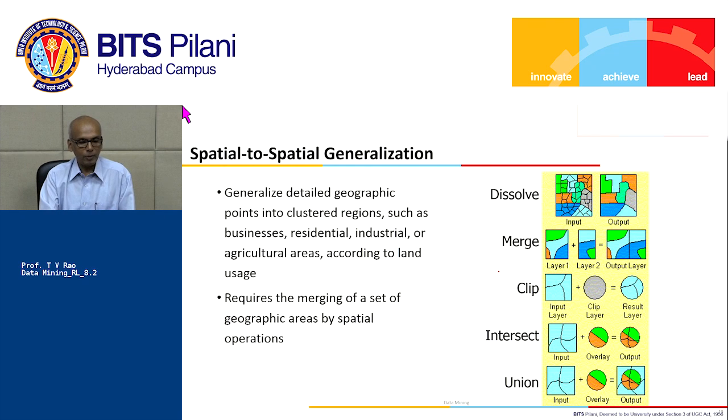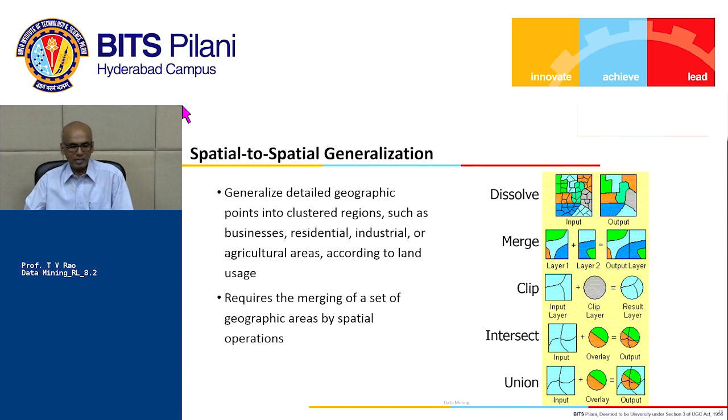And similarly, the spatial objects can be merged. That is, these layer 1 and layer 2 have been put together to create a new object. Or similarly, clipping can be applied, whereby this object has been clipped using this clip layer and we have got a new object. And similarly, we can have an intersection. We can say take this object and intersect this object with this, then we are going to get a new output. Similarly, we can create a union. So the spatial to spatial kind of operations can be of various different kinds.